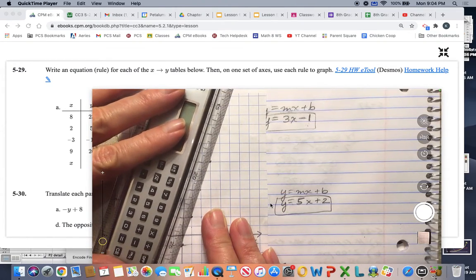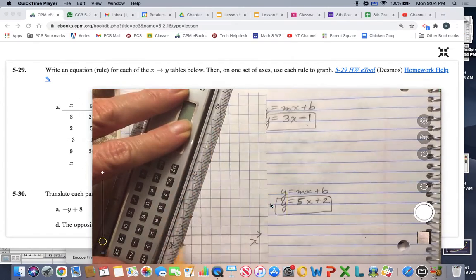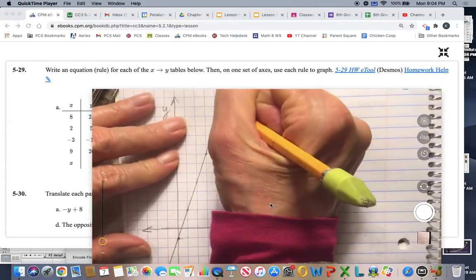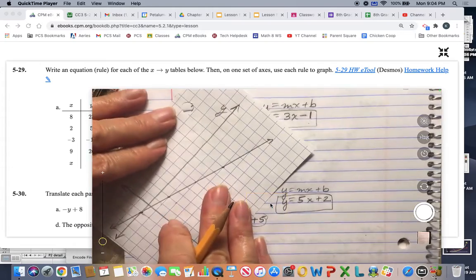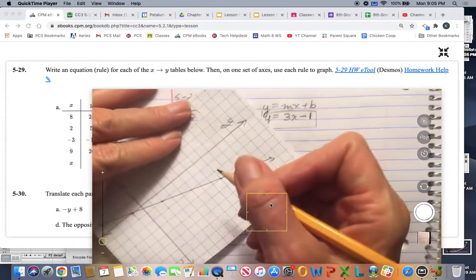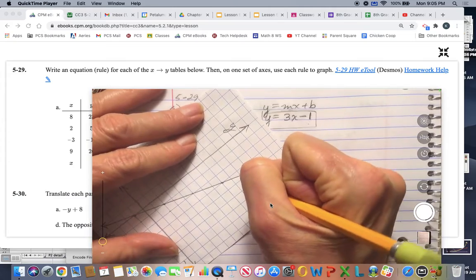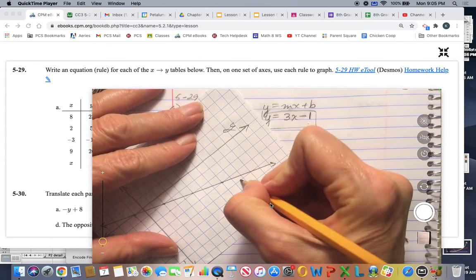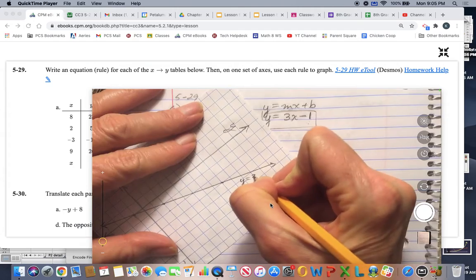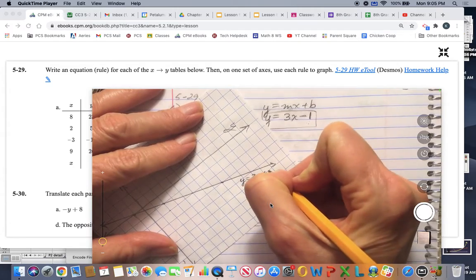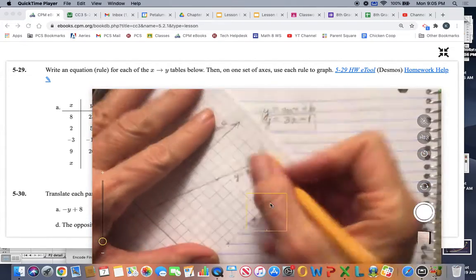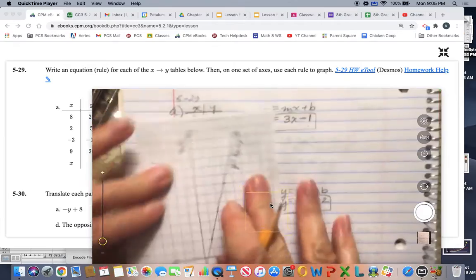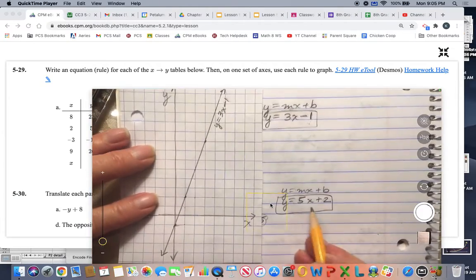So we'll line up all these points and then draw the line and put an arrow at each end because it continues infinitely. And we can also label this because we know that it is y equals 3x minus 1. Okay, so the next thing we need to graph is this one.